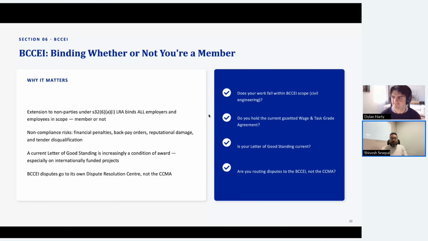Why does this matter? Because BCCEI compliance can affect wage rates, conditions of employment, dispute forums, and even tender eligibility. Many developers, principal contractors, and funders increasingly want to see a letter of good standing before awarding work.